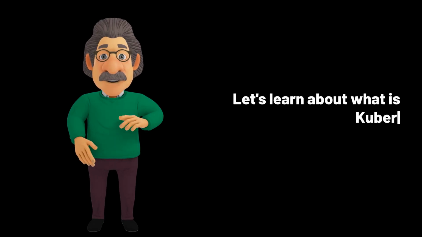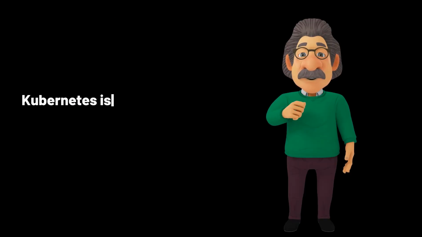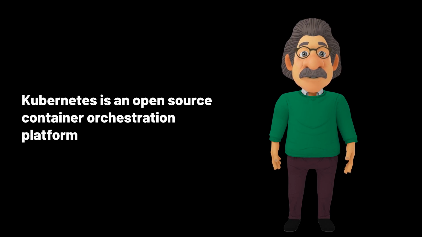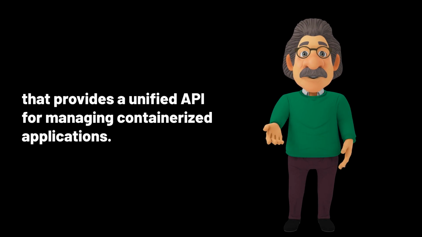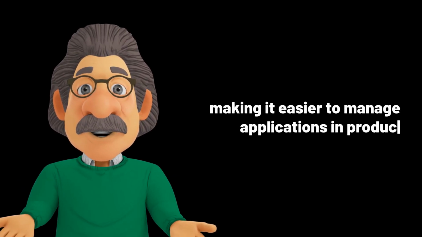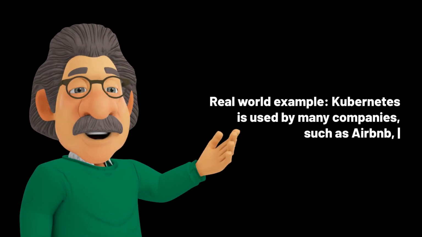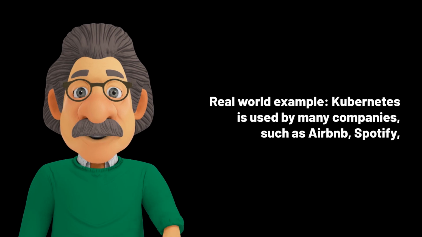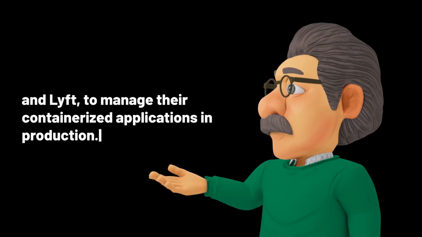Let's learn about what is Kubernetes K8s and its real-world examples. Kubernetes is an open-source container orchestration platform that provides a unified API for managing containerized applications. It automates the deployment, scaling, and management of containerized applications, making it easier to manage applications in production. Real-world example: Kubernetes is used by many companies, such as Airbnb, Spotify, and Lyft, to manage their containerized applications in production.